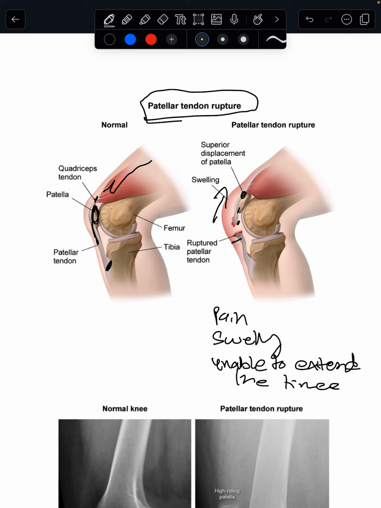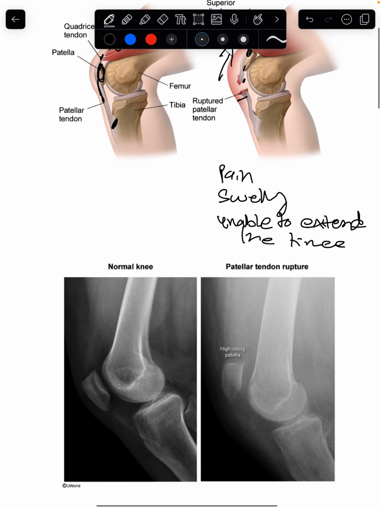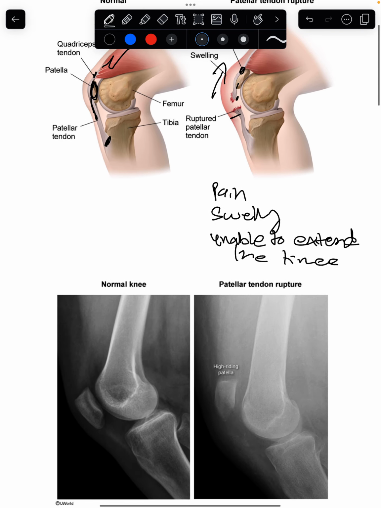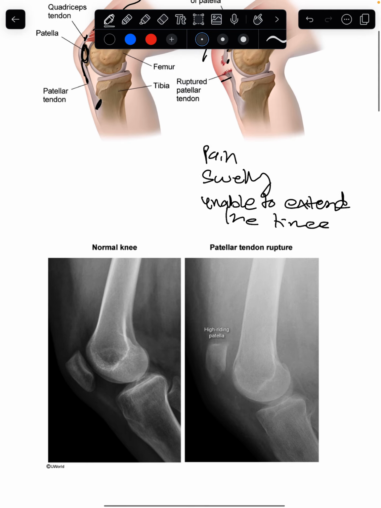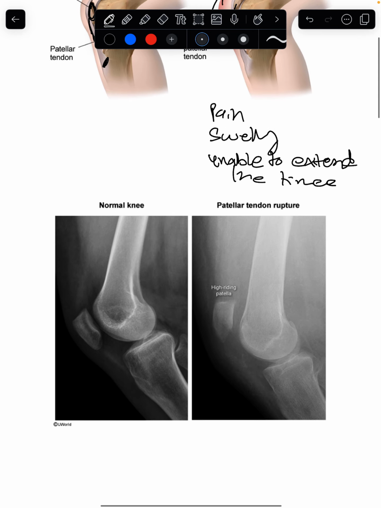So how to diagnose patellar tendon rupture? You can do it in two ways. The first one is clinically diagnosing by looking at the patella, whether it is displaced or whether it is present at the usual location. You can do it in the flexed position of the knee. You can observe that, or you can palpate.